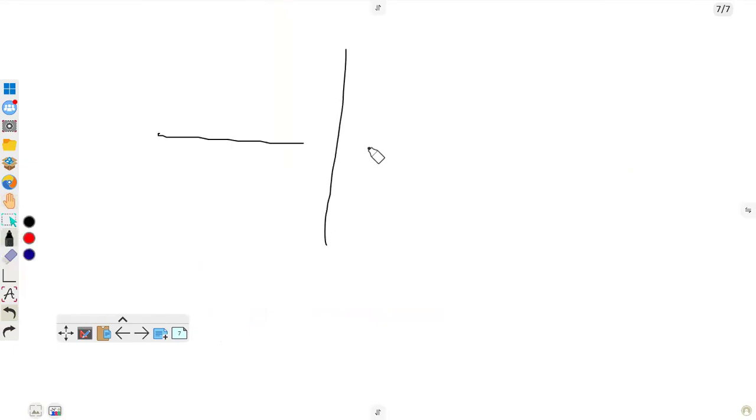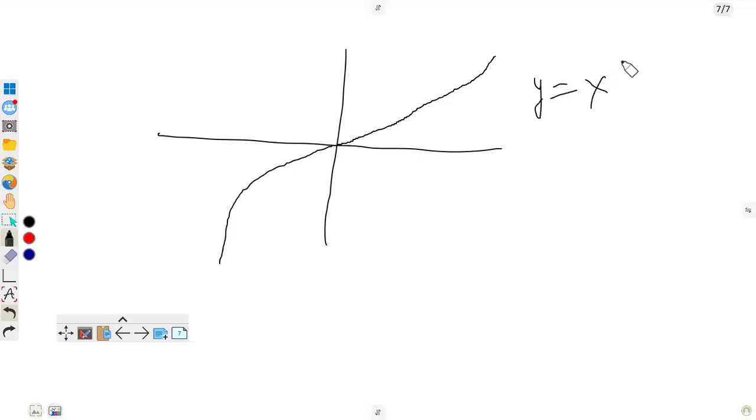Okay. Let us say I take a graph of x cube. How does the graph of x cube look like? It looks like this, right? This is the graph of y is equal to x cube.